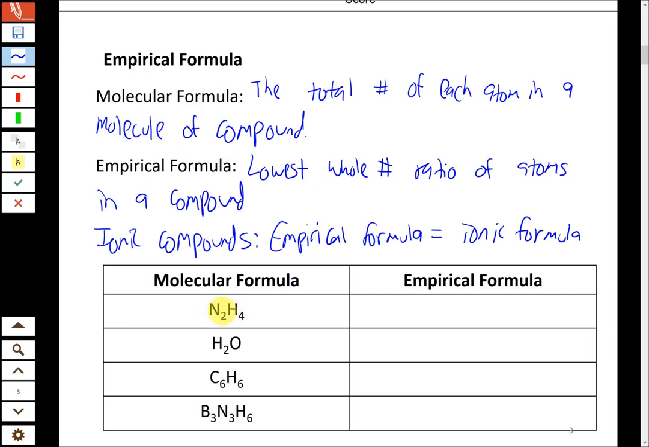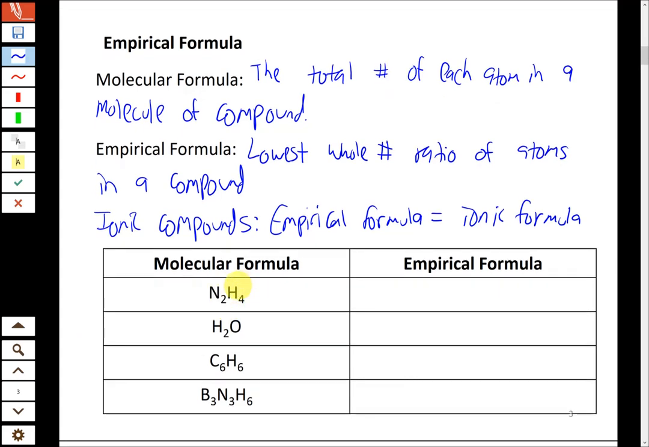If we're looking for the greatest common factor in these subscripts, remember, the subscripts tell us the number of atoms in each molecule or the number of moles of each element in 1 mole of that compound. It can be interpreted in 2 ways. And we look for the greatest common factor. So if we have N2H4, which is a compound called hydrazine, we can see that there's a greatest common factor of 2. We can reduce this. If we divide the whole thing by 2, we will get an empirical formula of NH2.